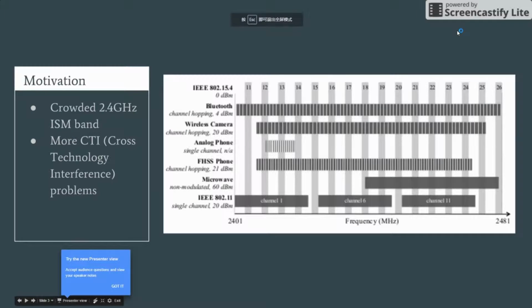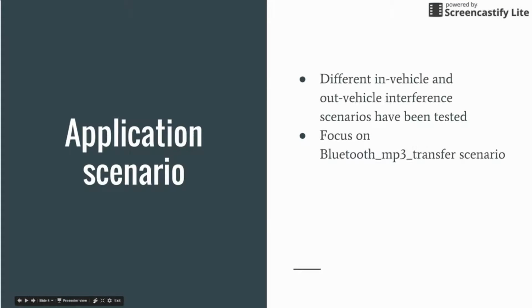The motivation is that we want to solve the CTI problem. Nowadays, the use of wireless devices that share the same ISM band causes the CTI problem. This problem cannot be ignored because the ISM band has become more and more crowded. If the devices can generate predictable and well-controlled interference, it will be useful for the engineer to test a new communication protocol or test a new device.